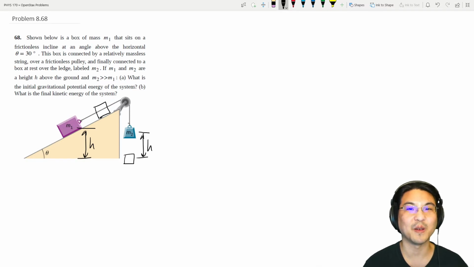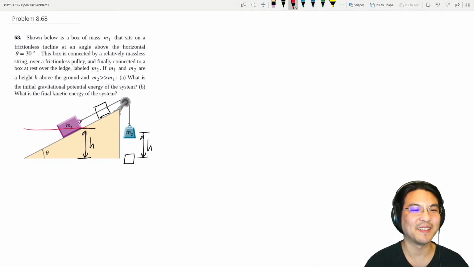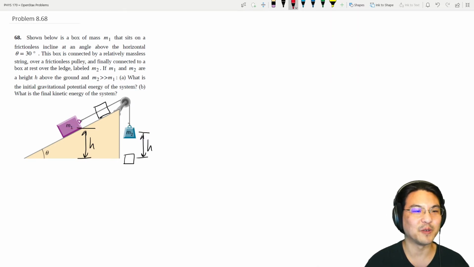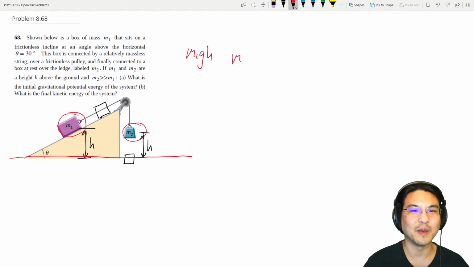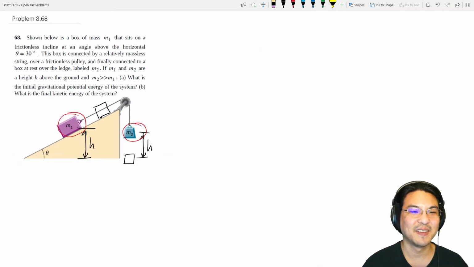It just depends on where you pick the datum, right? If you pick the datum right here, then block 1 is at the datum, and block 2 is at the datum. So the initial gravitational potential energy is 0. If, however, you choose your datum at the ground, then the potential energy of this one is M1GH, and for this one, M2GH. So part A, it kind of just depends.